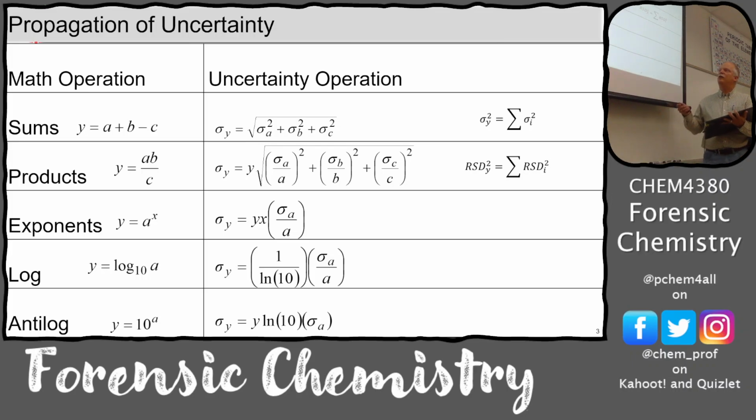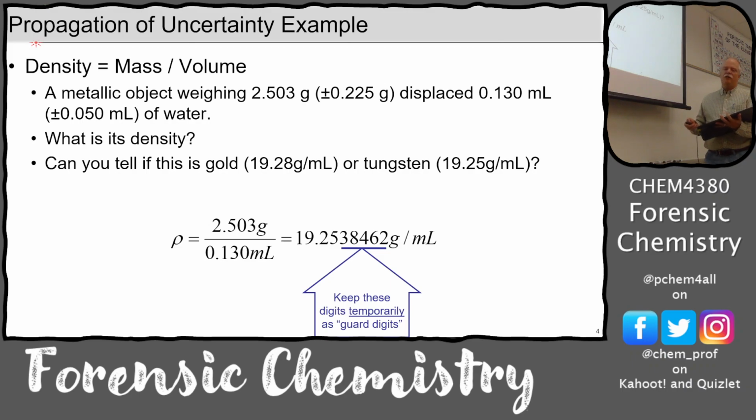If you're doing exponents, essentially that's a times a times a. So take that RSD for a and multiply it by x times, and that gives you the RSD for the result. Logs and anti-logs, for base 10, they have this conversion from base 10 to base e, etc. in here. So let's do an example.